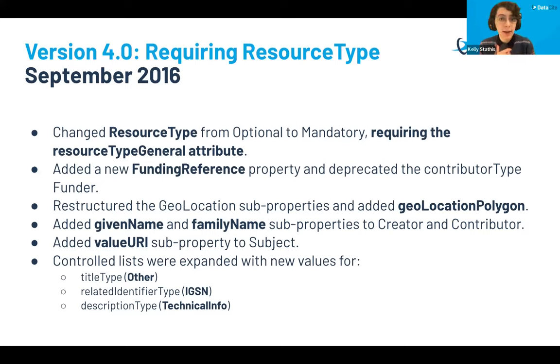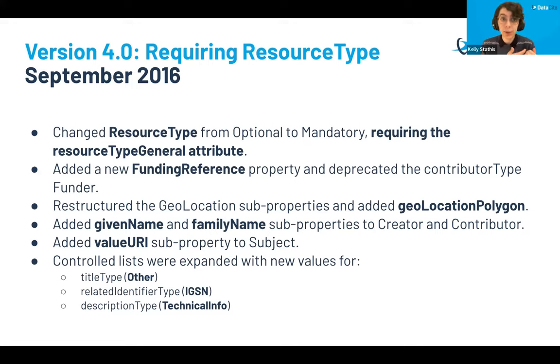Version 4 also added a new funding reference property. And along with this, they deprecated a previous contributor type funder. Several subproperties were added to existing properties too. Geolocation polygon was added to geolocation. Given name and family name subproperties were added to creator and contributor. And a value URI subproperty was added to subject.